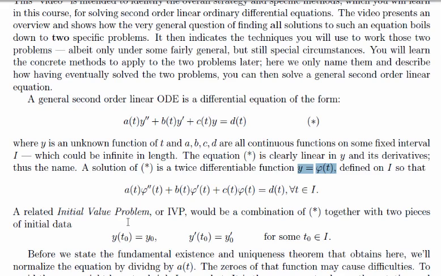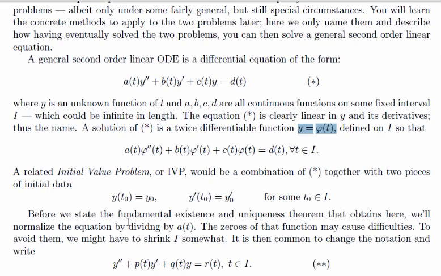A related initial value problem, or what we sometimes call an IVP, would be a combination of the differential equation together with two pieces of initial data given at some point. So the value of the function and its first derivative at some point in the interval.